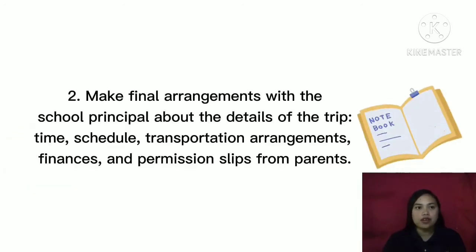Second, make final arrangements with the school principals about the details of the trip. Time, schedule, transportation, arrangements, finances, and permission slip from parents. So, after you have planned everything and coordinated with the tour guide and the place to be visited, you must also coordinate with the school principal so that the principal knows the details of the trip. Because maybe someone will look for the teacher or students in the room, or the parents will look for their child, so there must be coordination with the school.